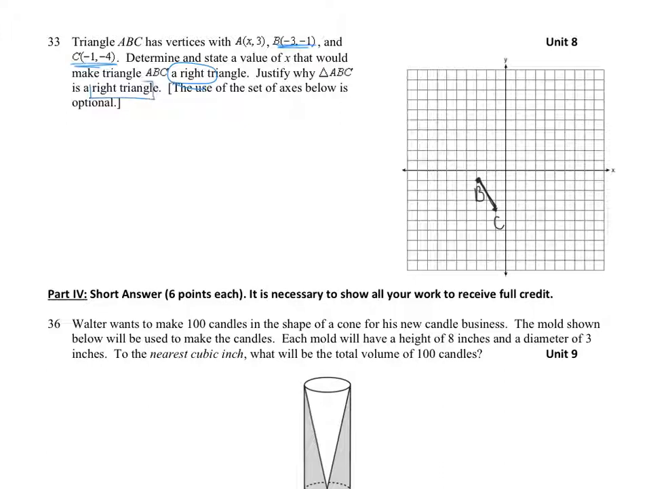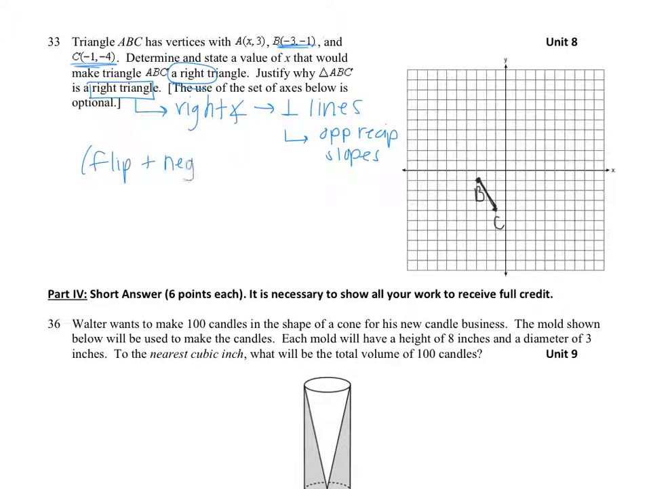So justify means that we're going to show math eventually. But in order to make it a right triangle, we need to think about what happens. What are properties of right triangles? Well, the obvious one is that they have a right angle. And right angles are formed out of perpendicular lines. And perpendicular lines have opposite reciprocal slopes, meaning we take a slope and we flip it and negate it. I'm going to just write that off to the side because that's kind of important. Flip and negate.